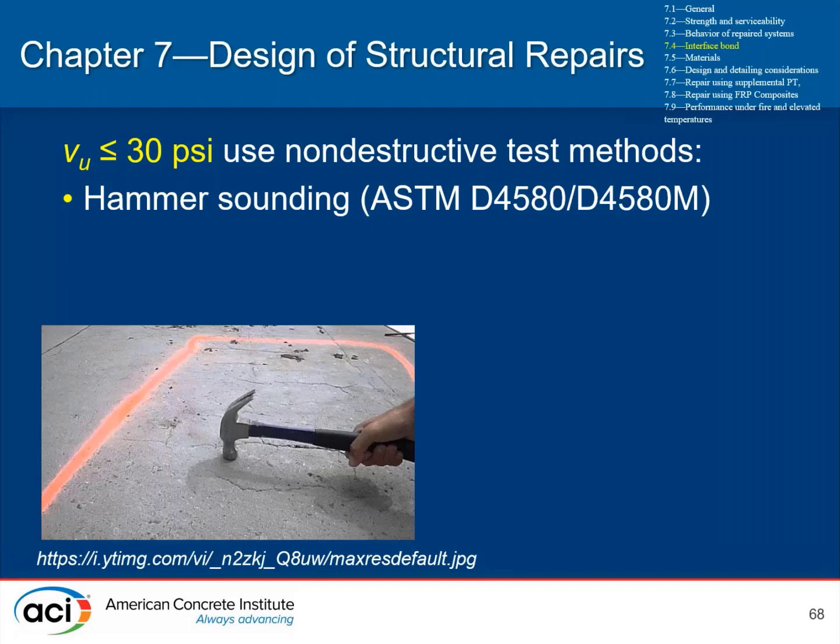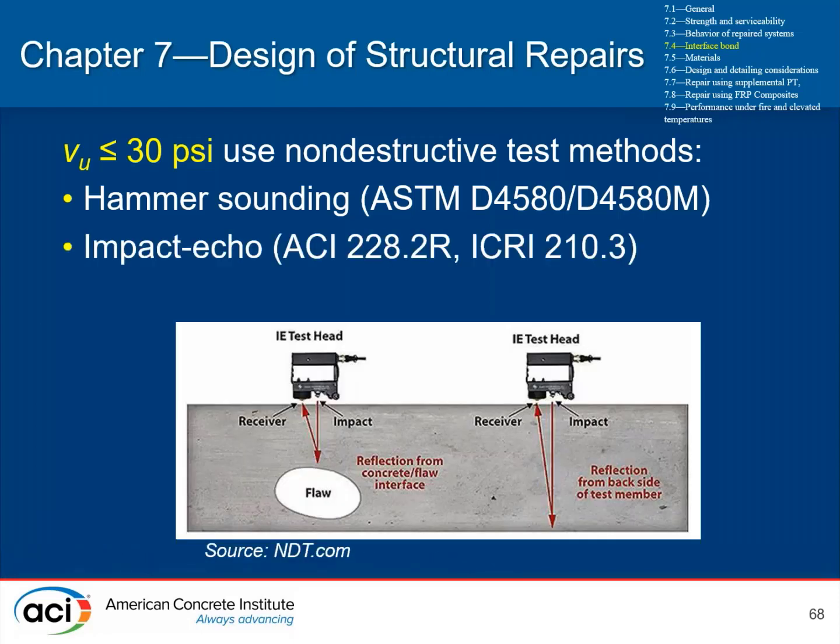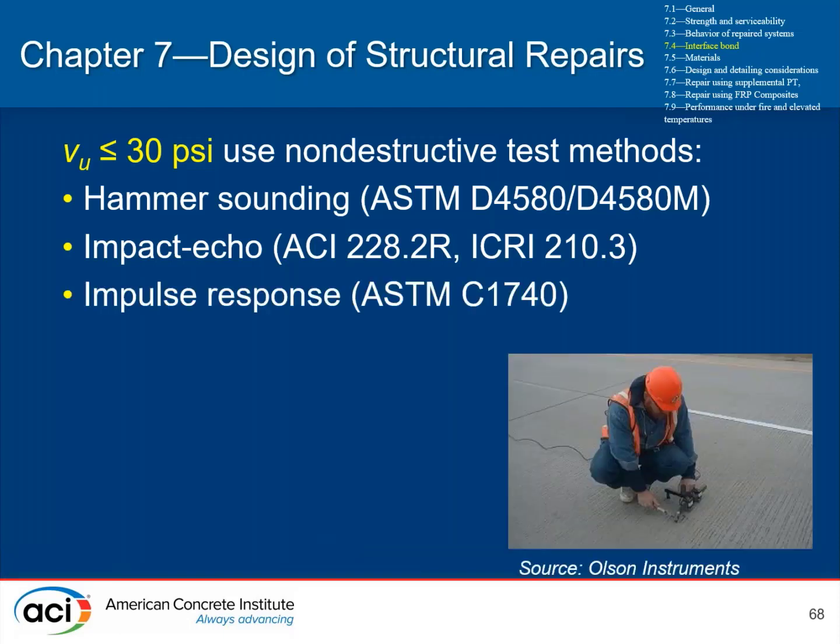Non-destructive methods when it's less than 30 psi are, for instance, hammer sounding in accordance with ASTM D4580, impact echo to evaluate the bond line in accordance with ACI 228 and ICRI 210.3, and impulse response is another example of a technique that can be used. So again, when it's less than 30 psi, there's lower bond stress.